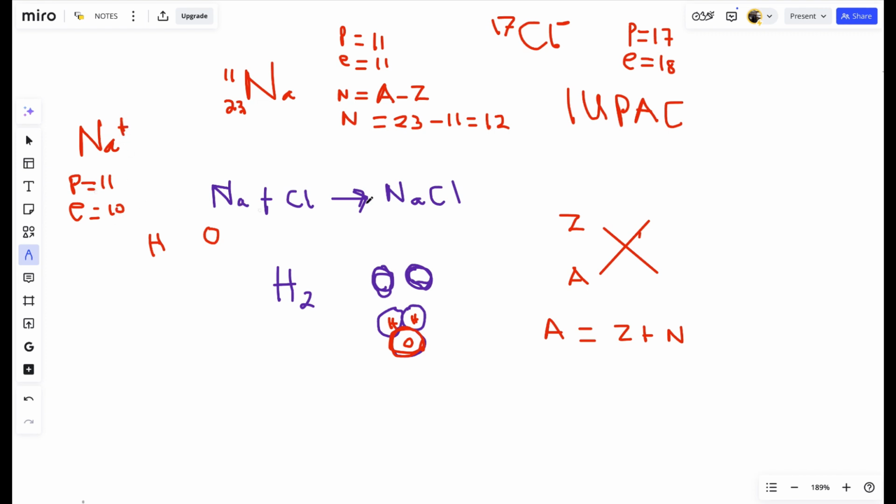If the electrons are more than the protons, like in the case of chlorine, because you gained 1 electron, you become negative, because the electron is negatively charged. So that's the difference between an ion and an atom.